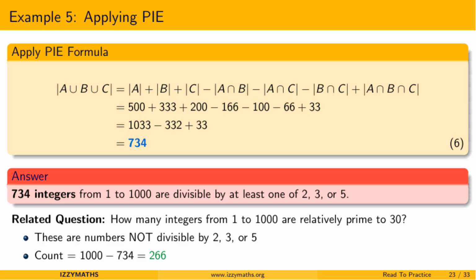As a related question, how many integers are relatively prime to 30? These are numbers not divisible by 2, 3, or 5, so the count is 1000 minus 734 equals 266.